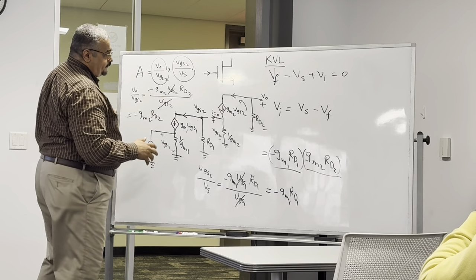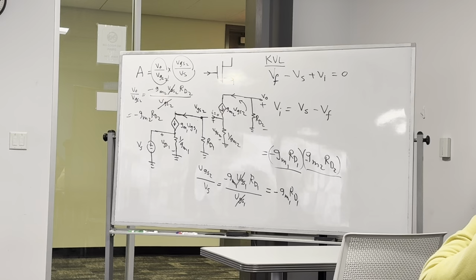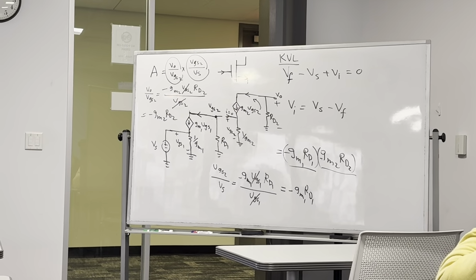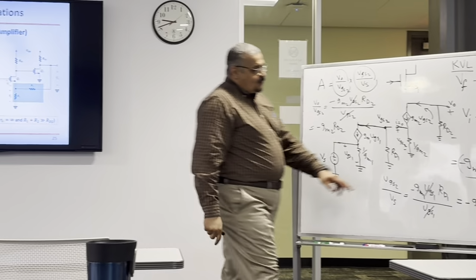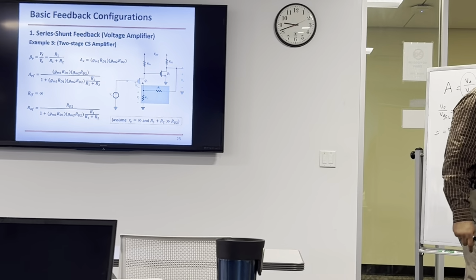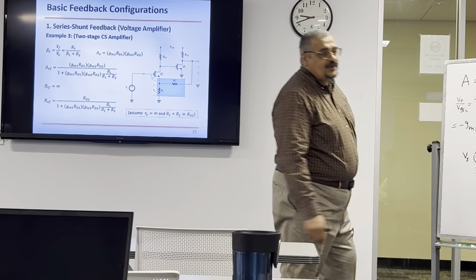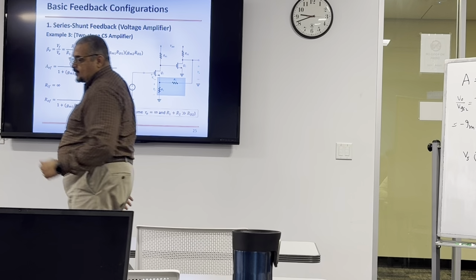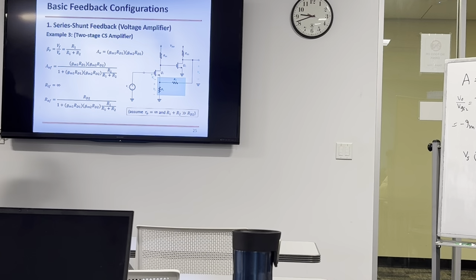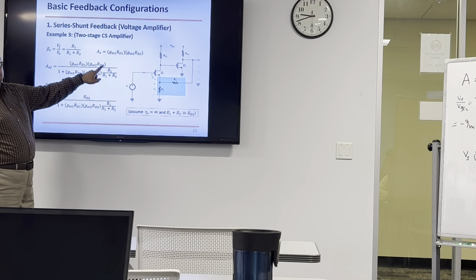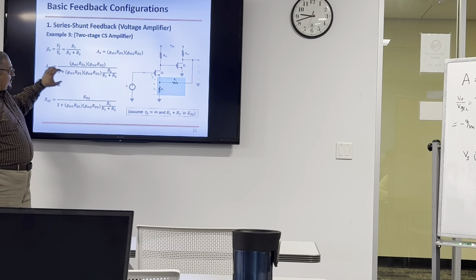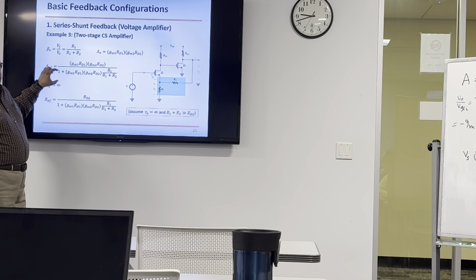So let's go back. If you remove this, your gain is GM1 RD1 times GM2 RD2. So it's a kind of GM squared times RD squared if the GMs are the same and the RDs are the same. However, if you do the feedback, this is your gain. It's not GM1 RD1 GM2 RD2. No, it's this quantity divided by this quantity.